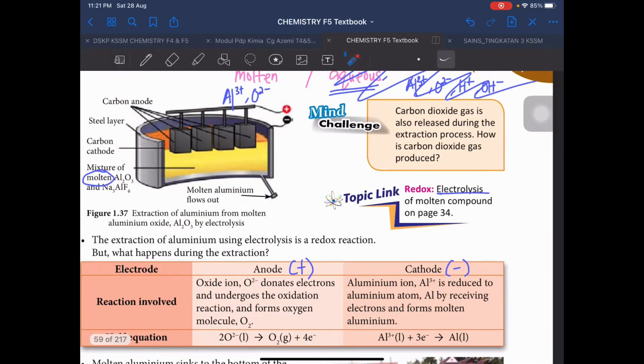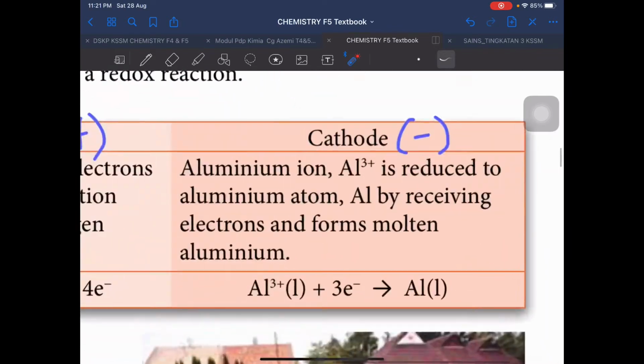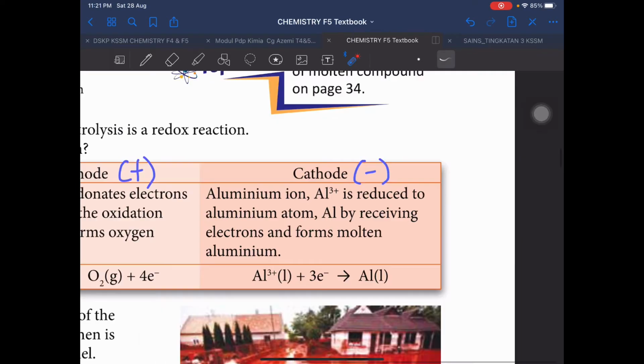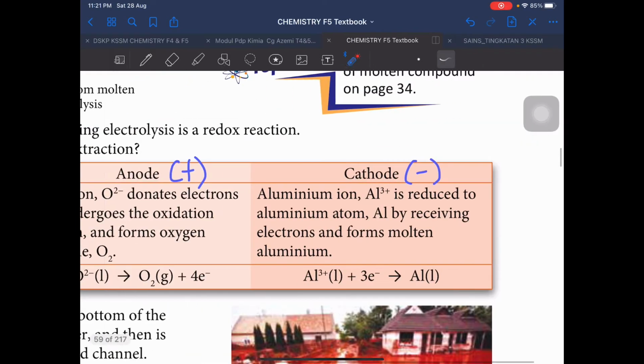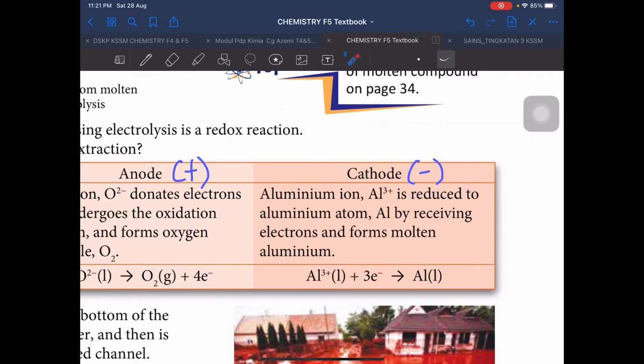So, which ion is going to be attracted to the cathode? The positive one, the aluminium. Aluminium ion is reduced to aluminium atom. How? By receiving electron and forms molten aluminium. This is the story. At the cathode, the oxide has already donated. So what receives? The cathode. What is at the cathode? There is aluminium, aluminium 3+.